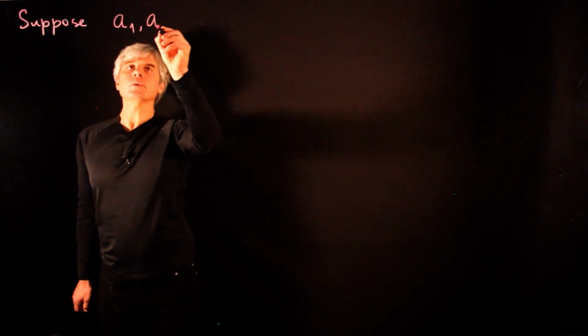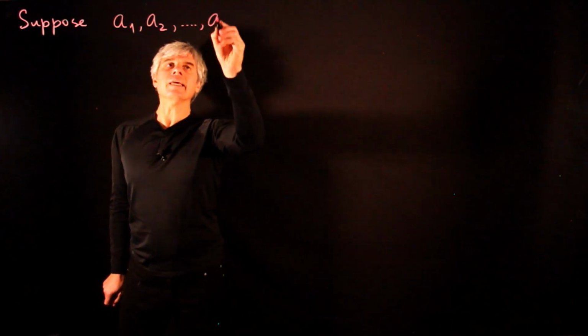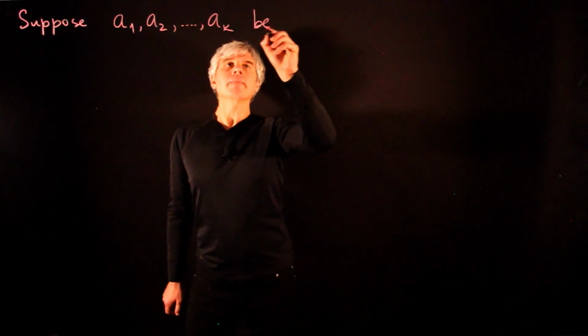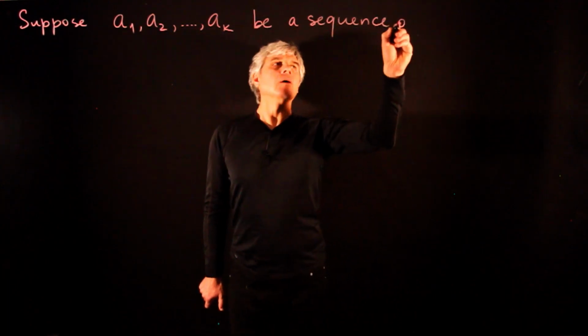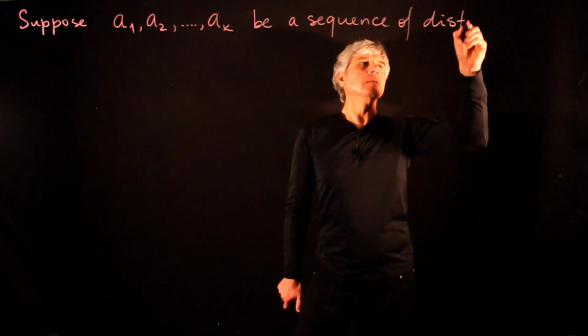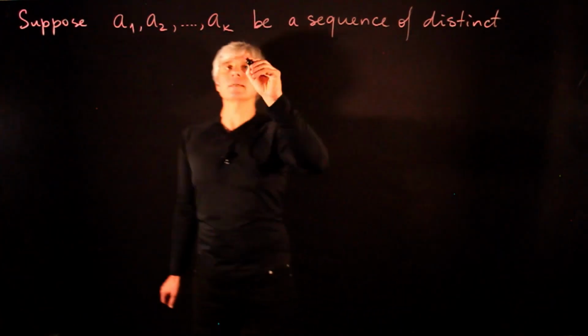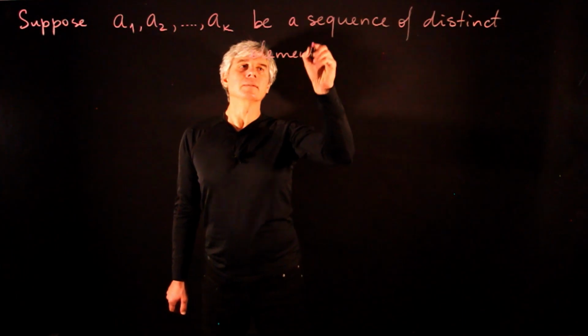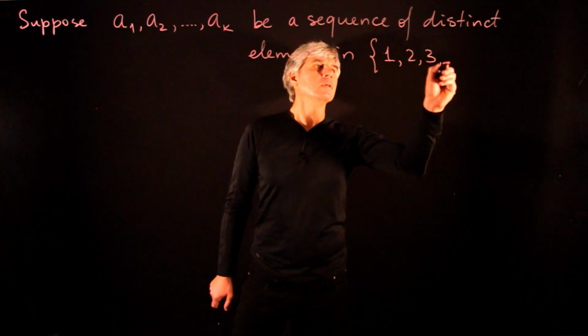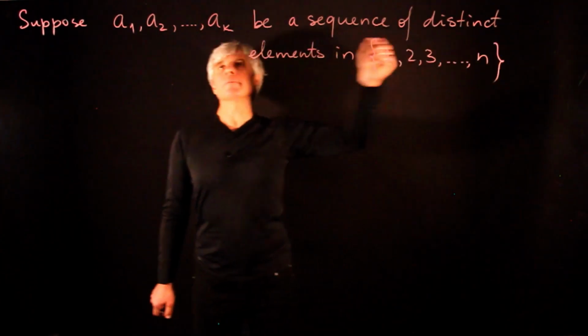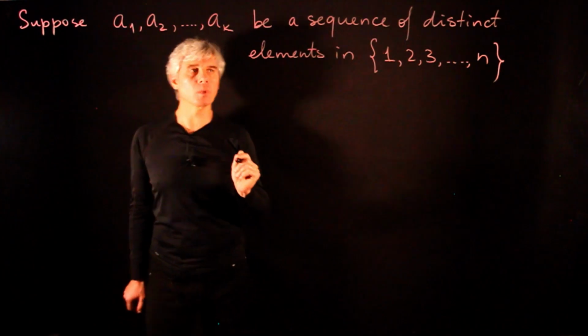Let us return to the study of permutations. So suppose a1, a2, ..., ak is a sequence of distinct elements in the set 1, 2, 3, ..., n. So distinct means that they are pairwise unequal.